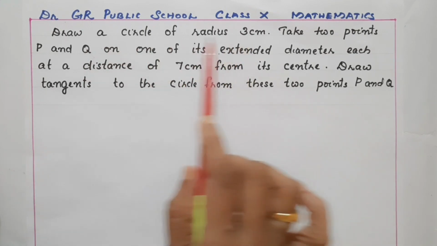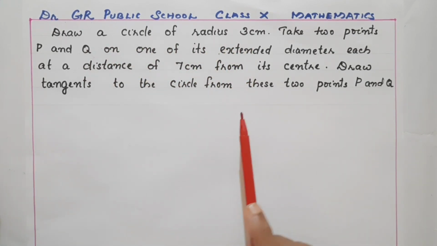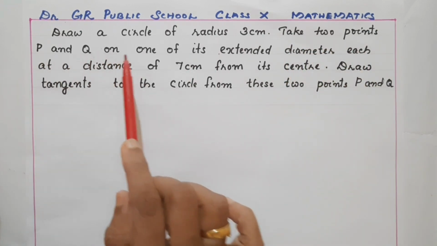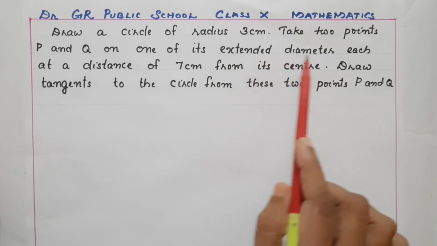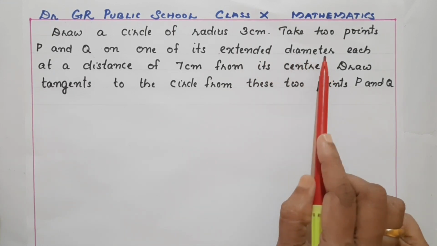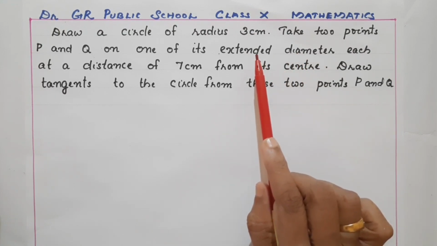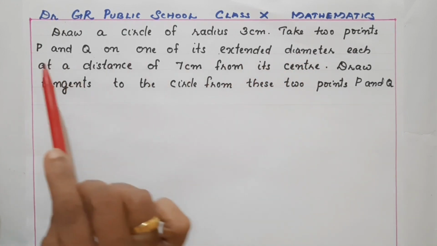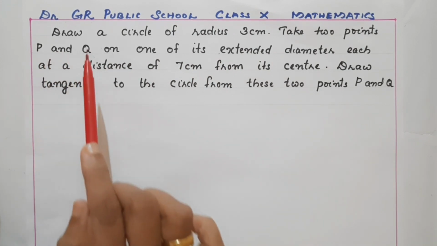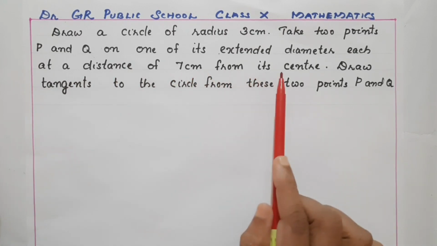First we have to draw this circle of radius 3 cm. Then take 2 points P and Q on one of its extended diameter. That means we have to draw one diameter and then we have to extend it. Then we have to mark 2 points P and Q, each at a distance of 7 cm from its center.